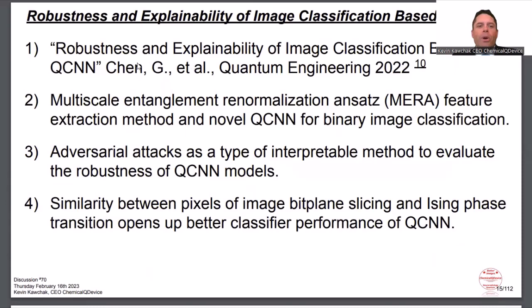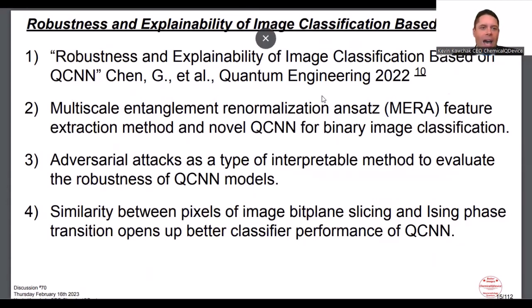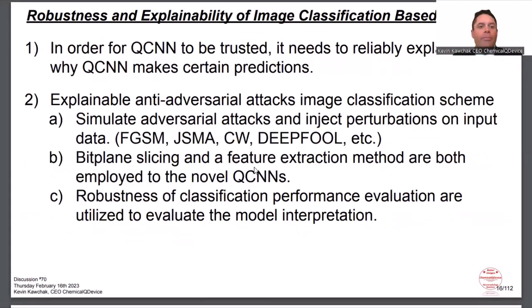Now, this particular paper, robustness and explainability. So explainability is a huge thing that people want to achieve. And explainable AI, multi-scale entanglement renormalization ansatz, MERA. But in specific, it's an adversarial attack on the system, and it's basically for interpretability. These are steps towards that with quantum and basic quantum advantage.